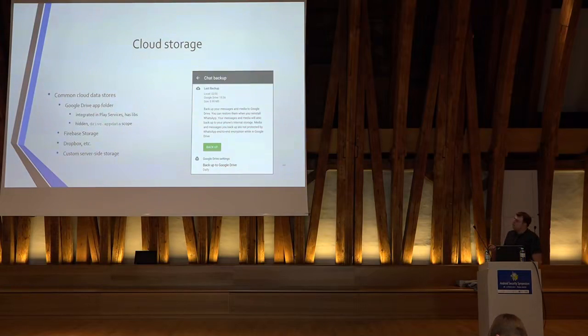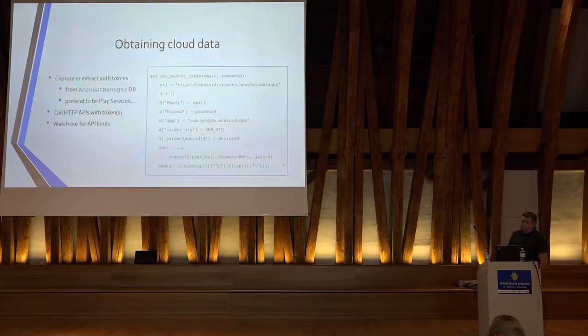Lately, there is also Firebase storage, Dropbox, of course. The application might be pushing stuff directly to Amazon S3 or using one of the Amazon libraries. It doesn't matter. But this is another place to look for application data. How to get it? Many ways to do it. You can capture the tokens if you're monitoring the traffic. You can extract the token from the Account Manager DB if you have root access, or you can pretend to be Google Play Services and just obtain the token.